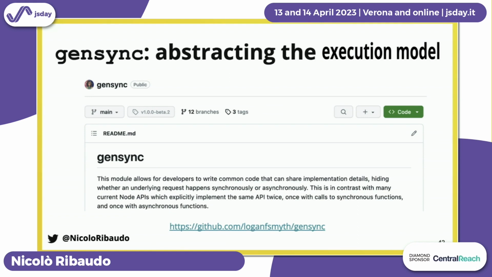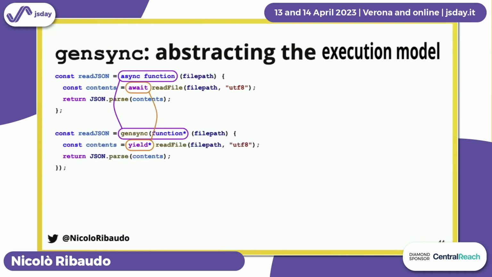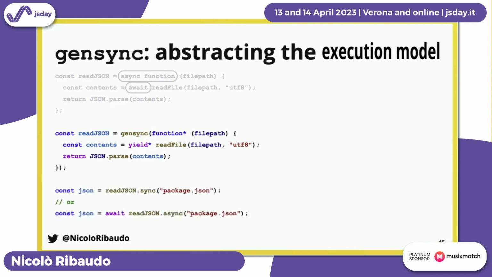And this is gensync. As the description says, it allows you to hide whether the underlying request happens synchronously or asynchronously. And this is different from most of the stuff in Node.js, where you have the asynchronous version of most APIs. So if, for example, we had this readJSON async function that asynchronously reads a file and then parses its contents, with gensync, we could use a generator function that uses yield star instead of await. It's almost just a find and replace. And readJSON can then be called either synchronously or asynchronously.